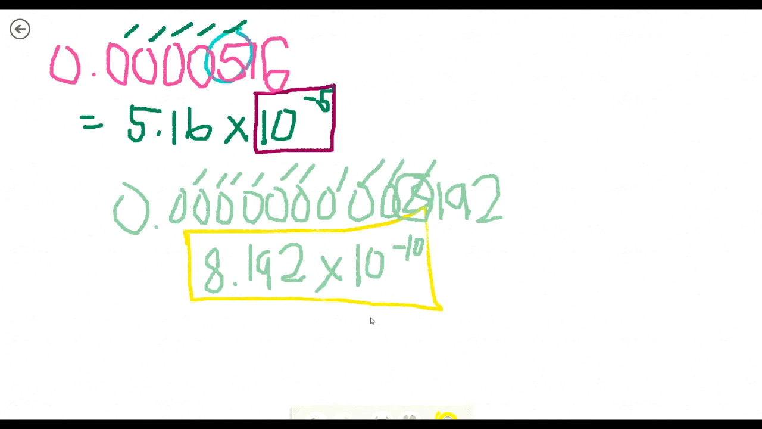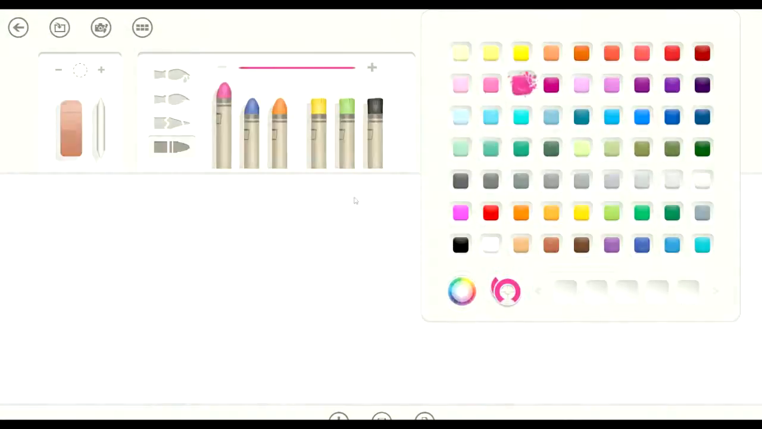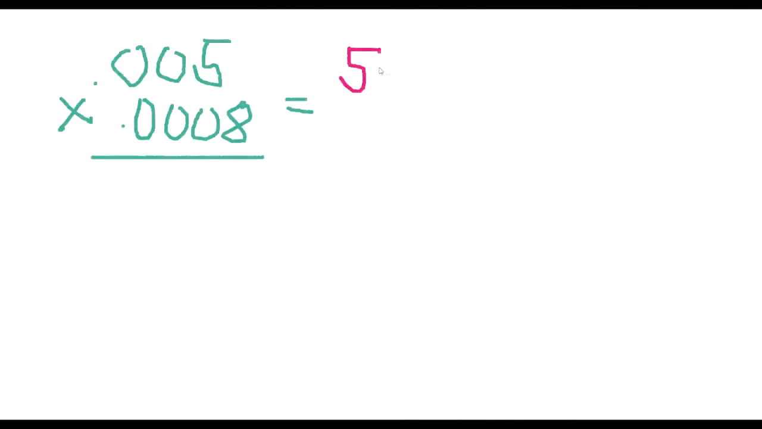Let's say I want to multiply the number 0.005 times 0.0008. This is a fairly straightforward one to do, but sometimes it can get cumbersome, especially if you're dealing with 20 or 30 zeros on either side of the decimal point. We can simplify this. This can be written as 5 times 10 to the negative 3.